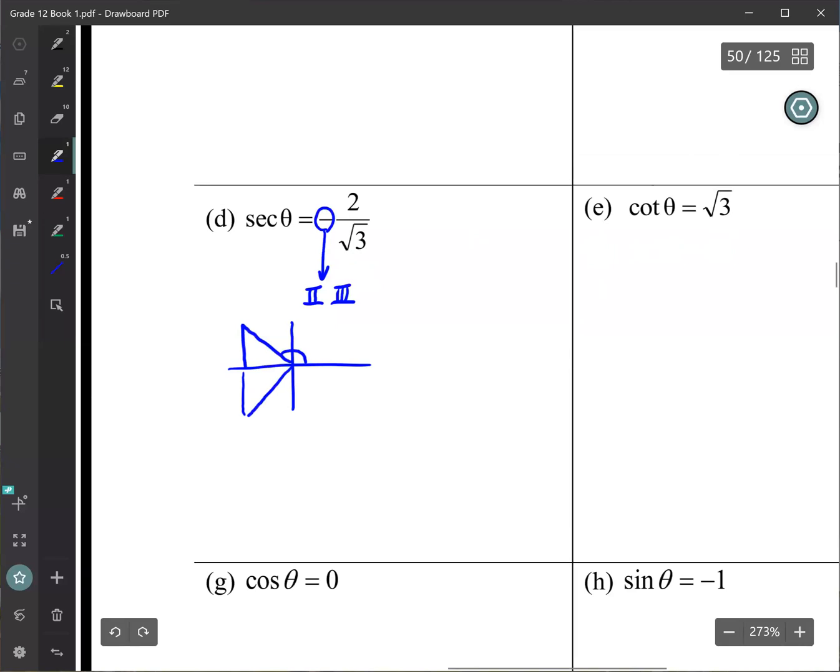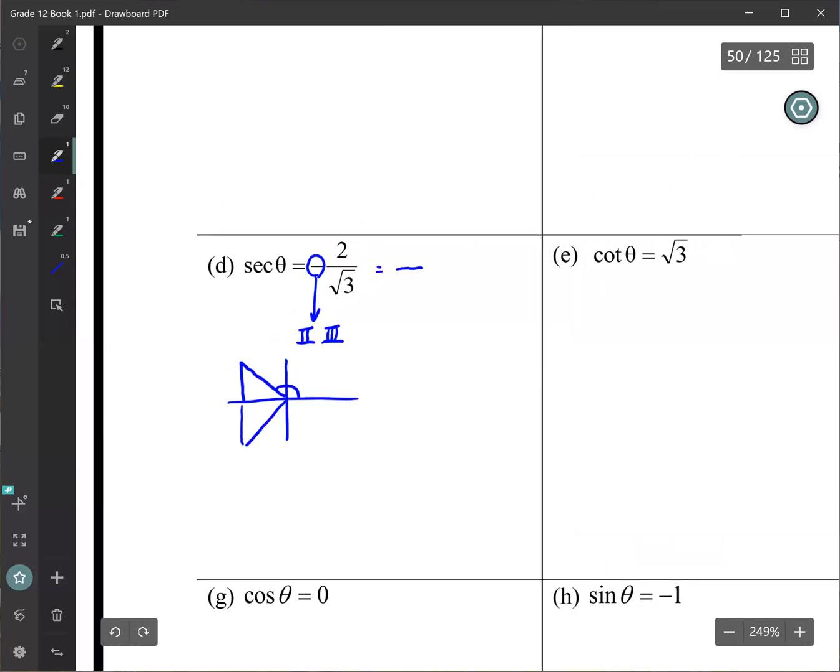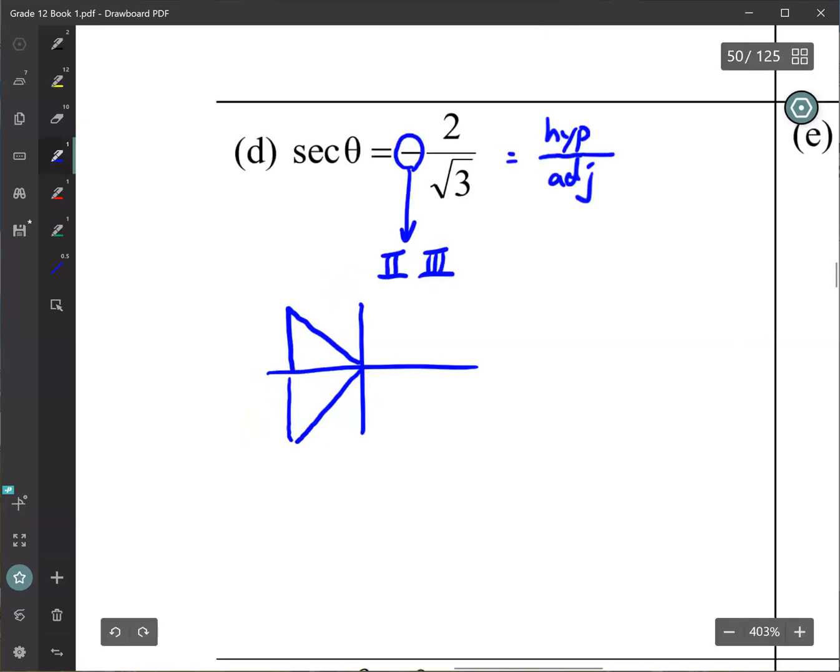And then side ratios. Secant is which side over which side? Donna? Hypotenuse over adjacent. Yeah, very good. If you have a fraction, then you just match. Hypotenuse is 2, adjacent is root 3, and you fill that into the picture. By having 2 of the sides, you know the last side must be 1. Root 3, 1, 2 is like a combo. And the other one is 1 as well. Now you have the 3 sides, so that's called side ratio.